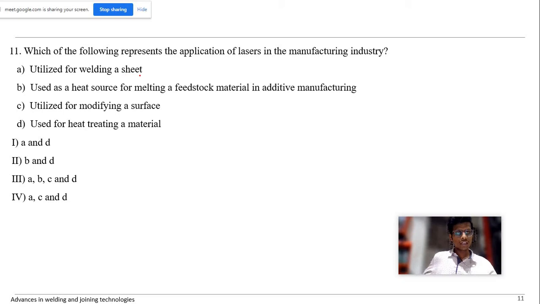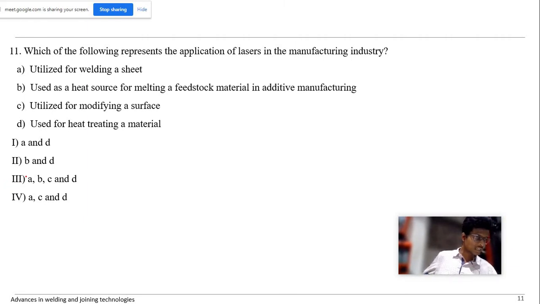Utilize it for welding a sheet. Yeah, thin sheets also we can weld, right? With the help of conduction mode welding, it is without density and all. And also, you guys have answered it, right? You can put it in the chat.